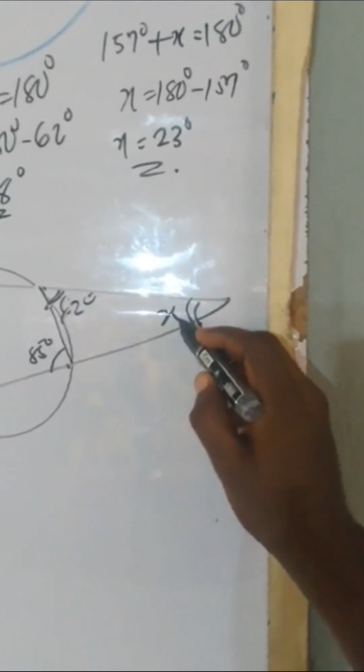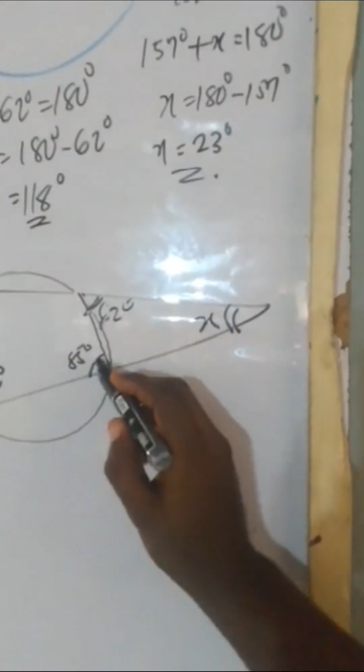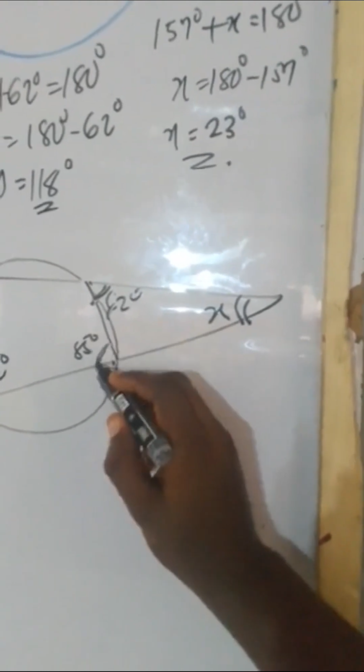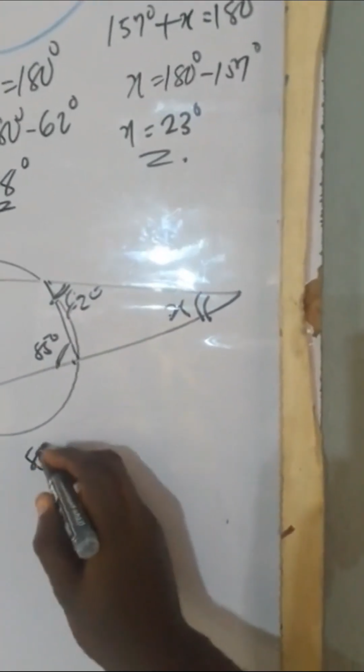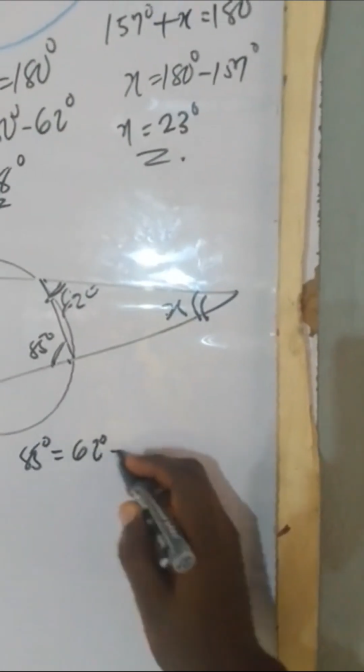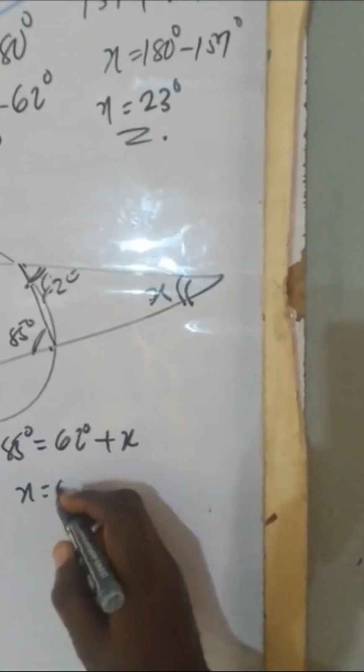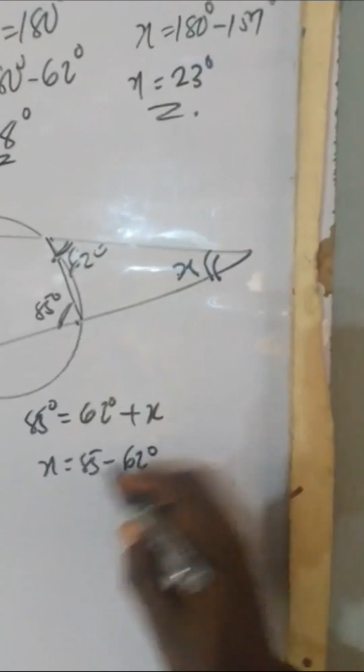Let's call it X. Another theorem: exterior angle of a triangle equals the sum of the opposite interior angles. So 85 degrees equals 62 plus X. So X directly is 85 minus 62. So the value of X is what?